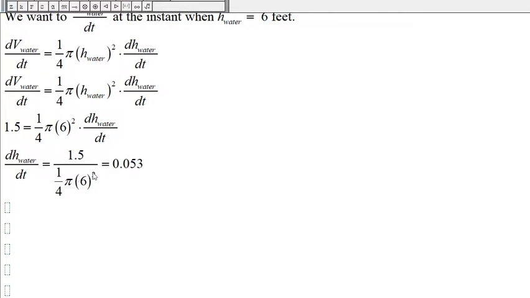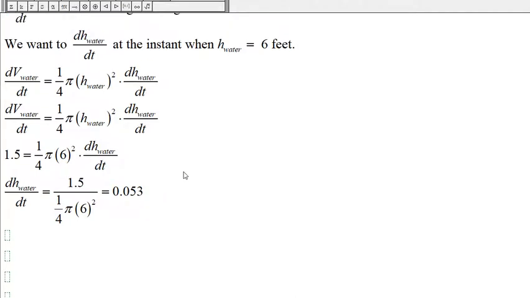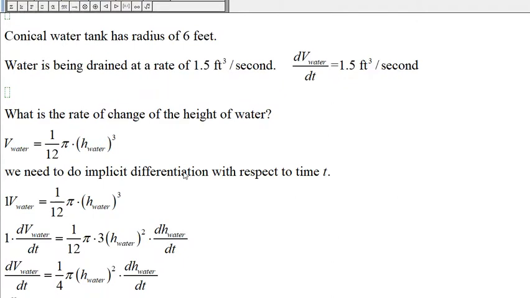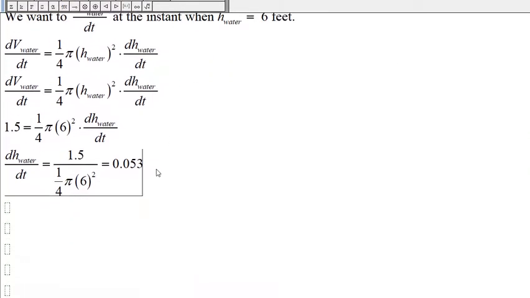When we divide this on the calculator, it comes out to be about 0.053, and the unit is foot per second. So at the instant when the height of the water is 6 feet, the rate of change of the height of the water is 0.053 foot per second.